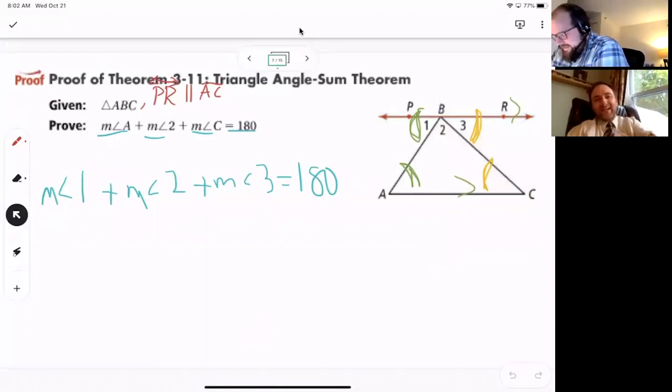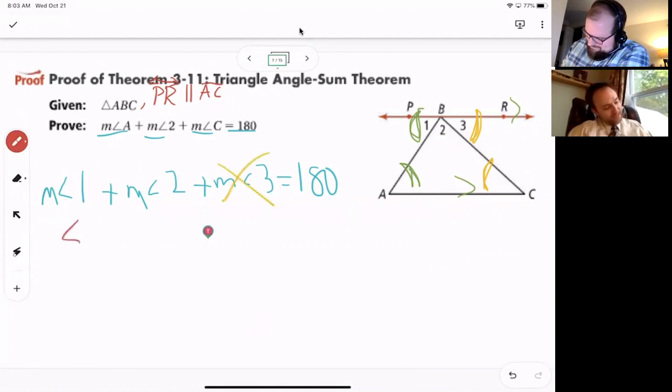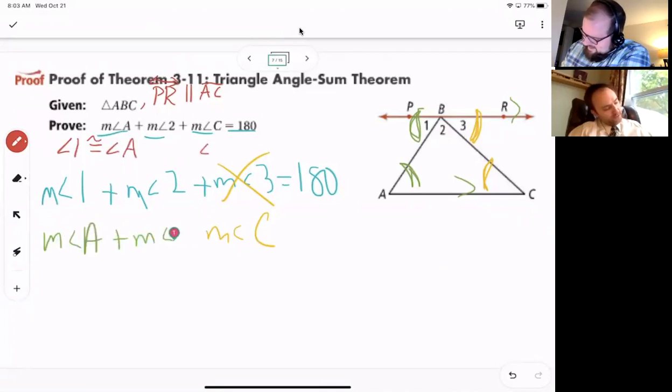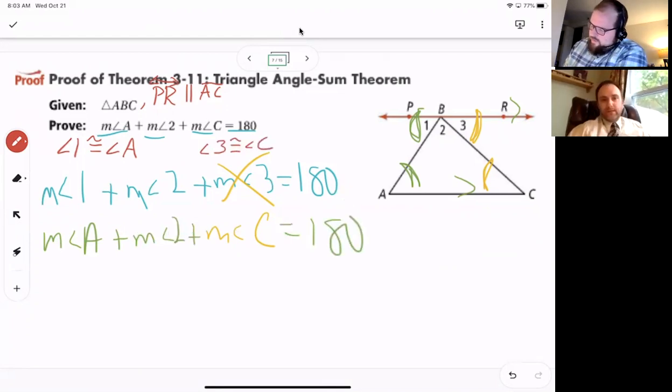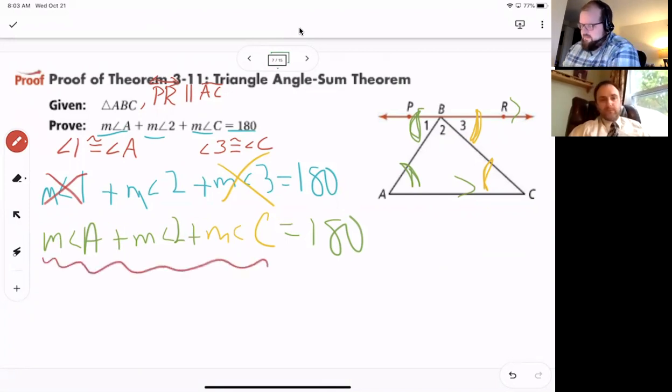So we've got angle 1 and angle A are congruent by alternate interior angles, and angle 3 and angle C. So what that means is I could get rid of angle 3 and replace it with angle C. And then I can replace angle 1 with angle A. And I still have angle 2, so I didn't touch that one. So because those angles are congruent by alternate interior angles, we can swap them out because something being congruent means that their measures are equal. And therefore we can just plug them into that equation and get this cool thing.